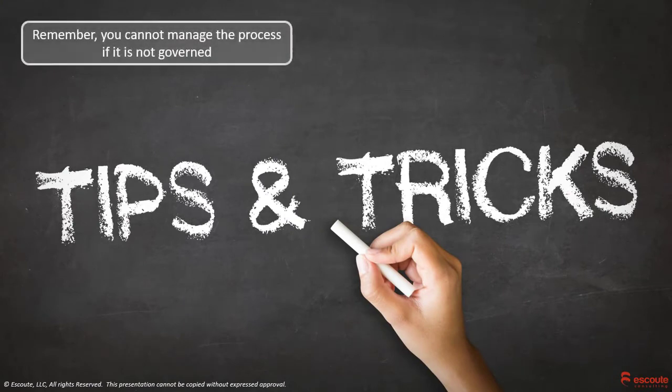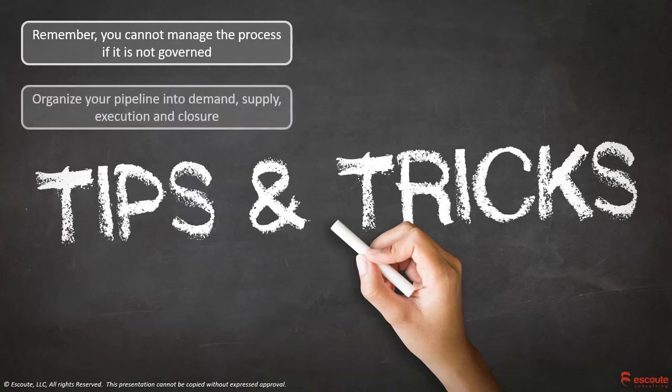Number 1, remember, you cannot manage the process if it is not governed. Remember, we talked earlier about this distinction between governance and management. What's that distinction? Governance evaluates, directs, and monitors. Management will plan, build, and run based on governing guidance. If you have weak governance, your management will not be able to control this process. Guaranteed.